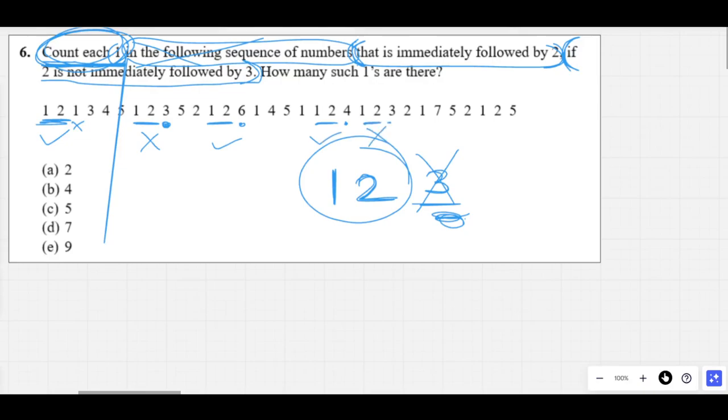This is not counted. 1, 7. No. 1, 2 we have, and it is followed by 5. So this is also counted. So how many such ones do we have? 4. And we have an answer.